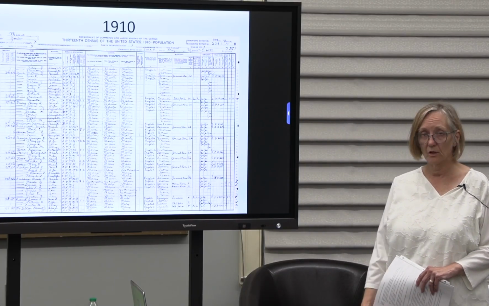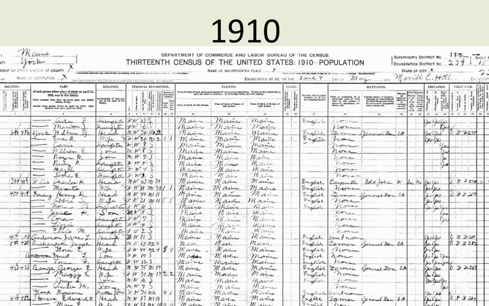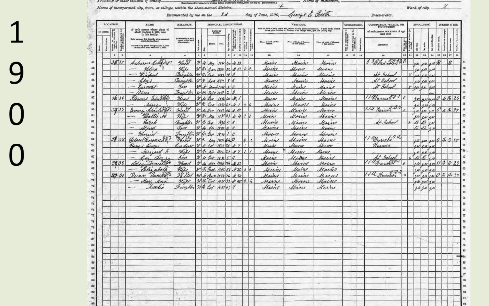1910, you notice the handwriting's getting a little worse. But same kind of format, everybody's getting asked the same questions. This enumerator was so nice, they actually wrote the name of the road. I didn't need to know that because I've been on Chicopee Road. I already knew where that was. But it's nice that they followed the directions and wrote it down. The little hash mark down there at line 81, I guess, tells me that from the top of the page to that hash mark, it's Chicopee Road. I can go find a map now and look up where Chicopee Road is. This is up in Maine somewhere, so don't look for it around here.